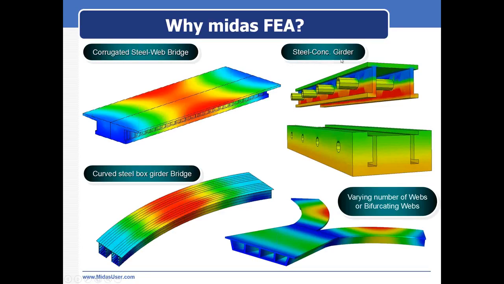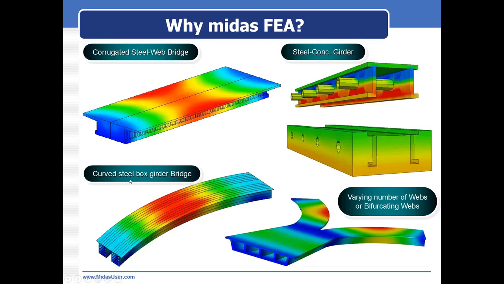Next is steel and concrete girder. We can define steel and concrete composite sections in Civil, but that's quite limited. For some sections only it's possible in Civil, the major ones. But let's say I have to model a steel and concrete girder like this. Such modeling is only possible using Midas FEA, and in such modeling we have some detailed stress requirements which we can easily obtain using this software.